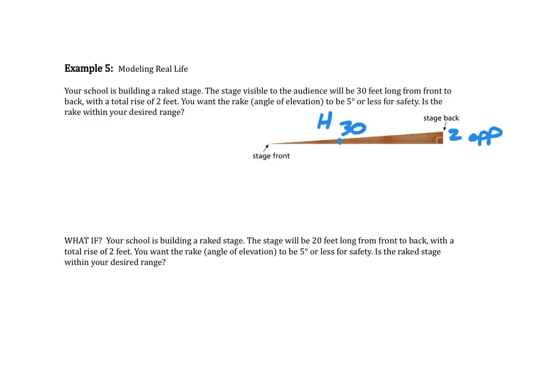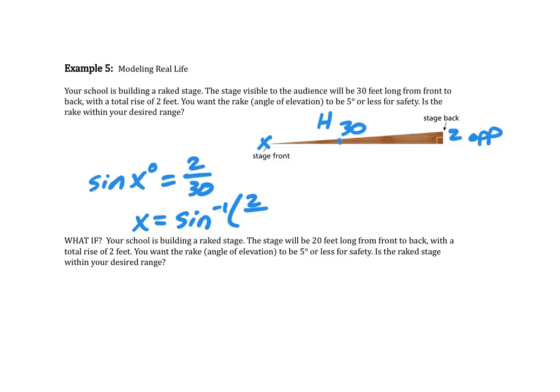Okay. So we're going to go sine of, and I'll just call this angle x. You can call it whatever you want. Opposite over hypotenuse. Here's what you've got to identify. We're not looking for a side here, we're looking for an angle. Anytime we look for an angle, what do we have to do in our calculator? Got to do the -1 button. So we're going to say x equals sine -1 of 2 over 30.